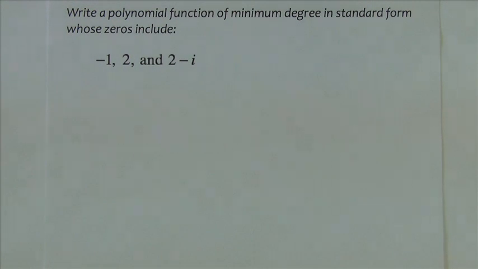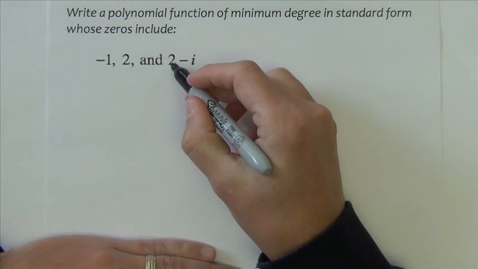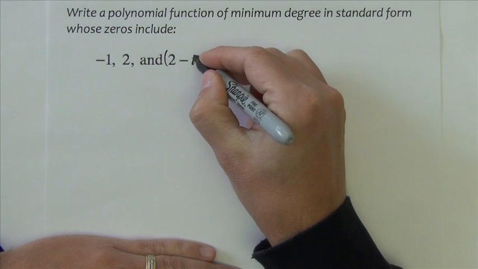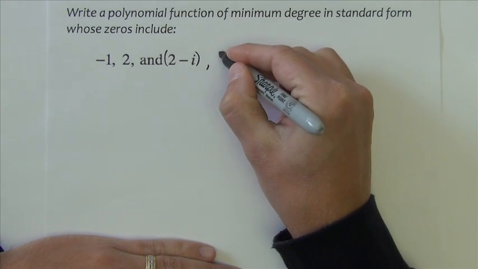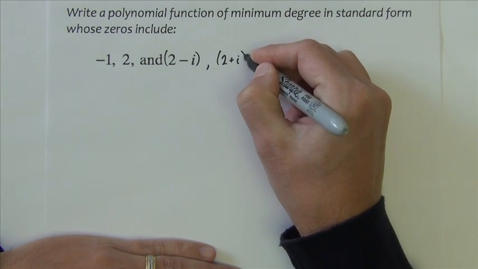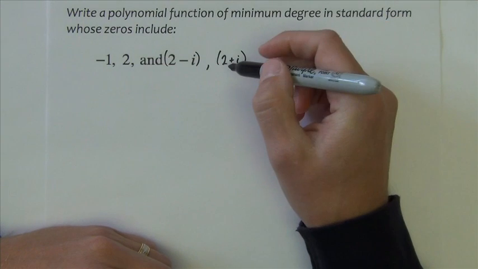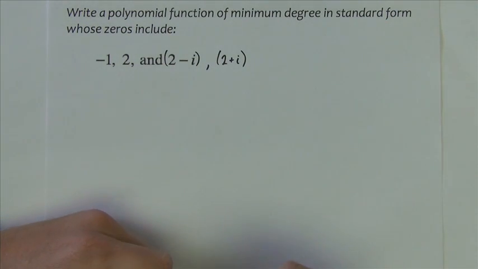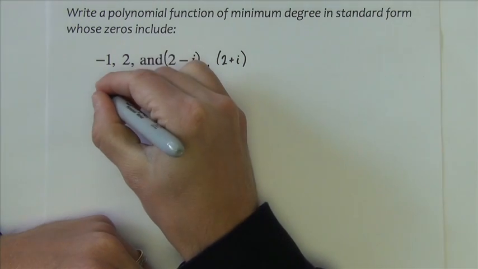Okay, same directions on this one. We're asked to do the same thing, write a polynomial function of minimum degree in standard form whose zeros include negative 1, 2, and 2 minus i, that's a binomial, 2 minus i, which means that 2 plus i is also a zero. It's not given, but we need to know it from that complex zeros theorem. So I'm going to begin by writing out all the factors.